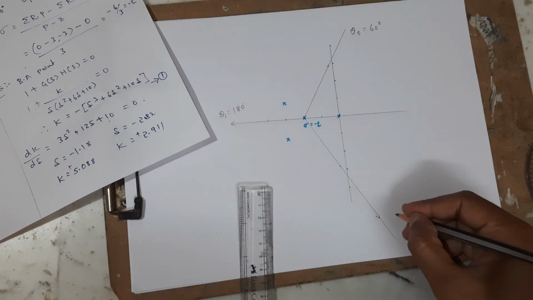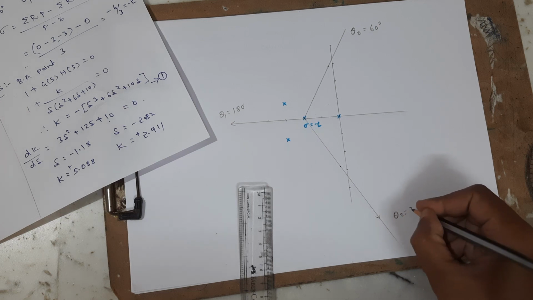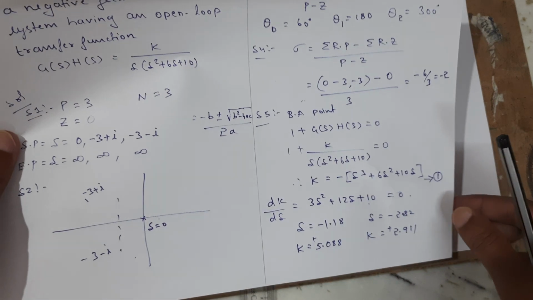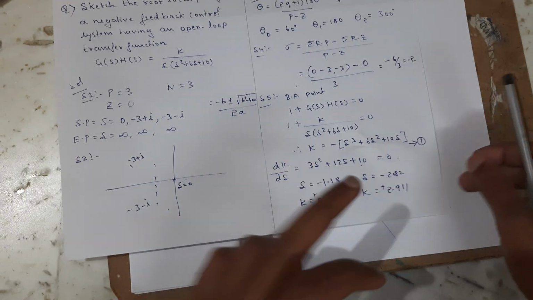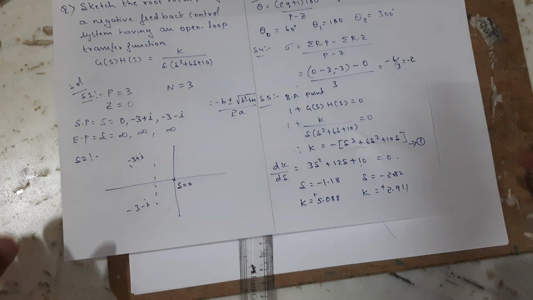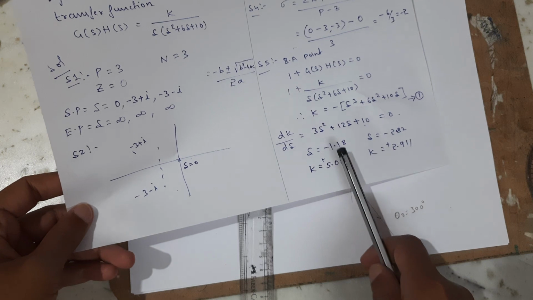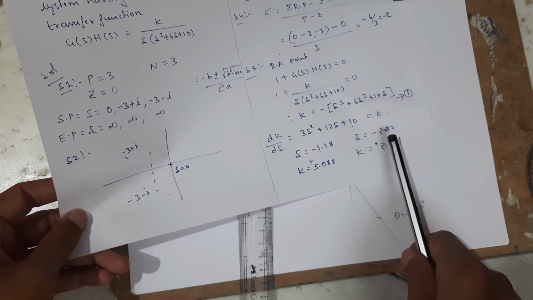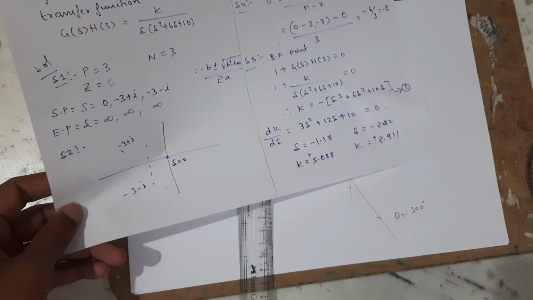Okay, so this is theta 2, that is equal to 300 degrees. So this is how I am going to mark the asymptotes. Okay, what is the next thing? So we need to find out the breakaway points. So we have two valid breakaway points, that is minus 1.18 and another one is minus 2.82.